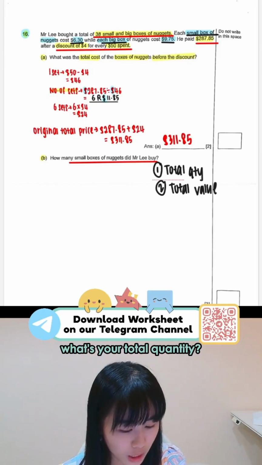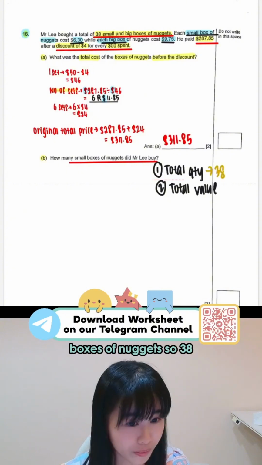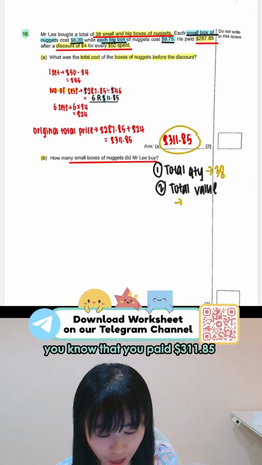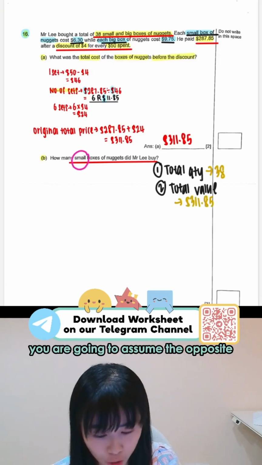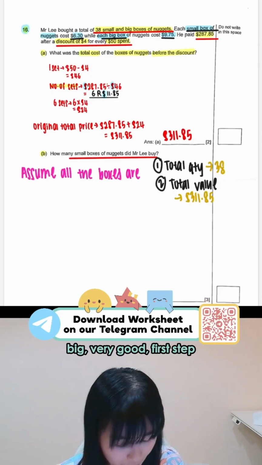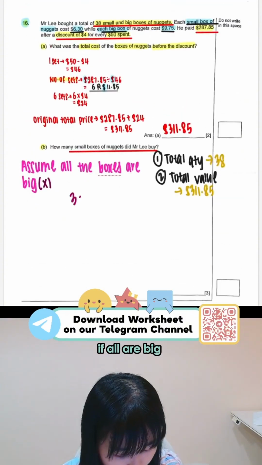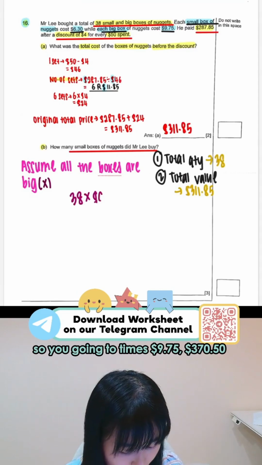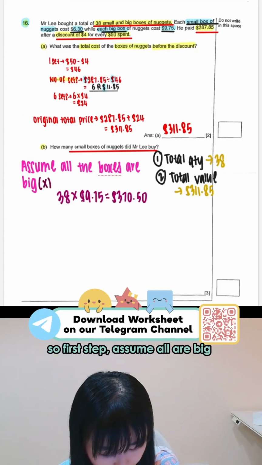What's your total quantity? You have 38 small and big boxes of nuggets, so 38. And then what's your total value? You know that you paid $311.85 before the discount. If they ask for small, you are going to assume the opposite. So you're going to assume all are what, everybody? Big. Very good. First step is always a times 1. Out of these 38 boxes, if all are big, your big costs $9.75 each. So you're going to times 9.75, which gives 370.50. So first step, assume all are big.